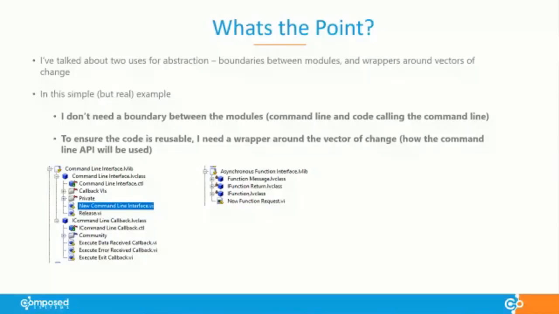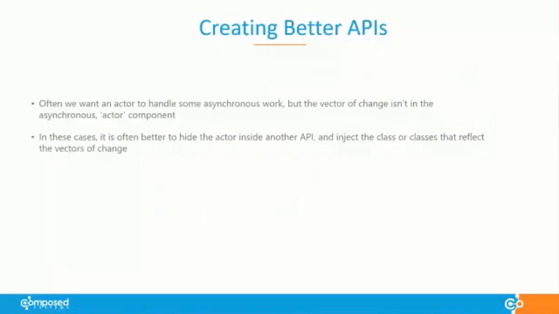So furthering this idea, I'd like to talk a little bit about hiding actor APIs. Often we want some asynchronous work, whether you use the actor framework to do that or your own kind of homebrew actor framework, and there's a lot of them out there. You want the actor to do that asynchronous work, but often the vector of change isn't the asynchronous actor component. In that case, abstracting the actor isn't really necessary. It's often better to hide the actor inside an API and inject the vectors of change. So let's look at a real world example of that.